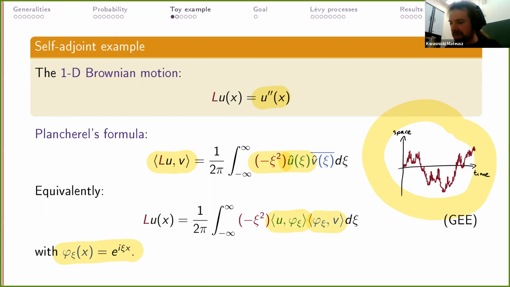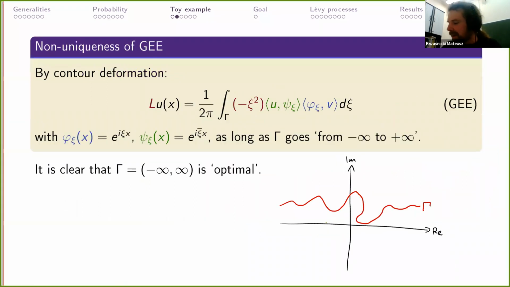It's not really a surprise. This is a self-adjoint operator. So we know that the theory applies, and it's no surprise that we can cast it in that form. But let's have a look at a little bit more complicated example.